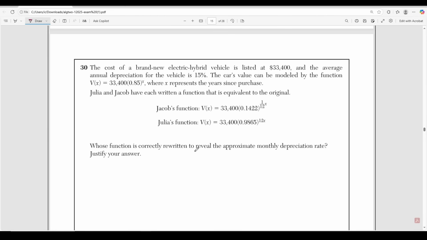Number 30 says, whose function is correctly written to reveal the approximate monthly depreciation rate? Okay, so we know that the annual depreciation rate, annual means per year, for the vehicle is 15%. So every single year the car depreciates by 15%, and this is the function in terms of the years per purchase, okay? So in this case, we want to find the depreciation rate per month, okay? And all you have to do here is take the rate that they gave you here.